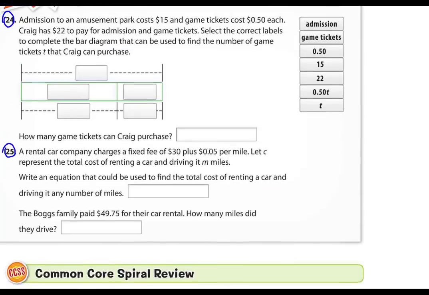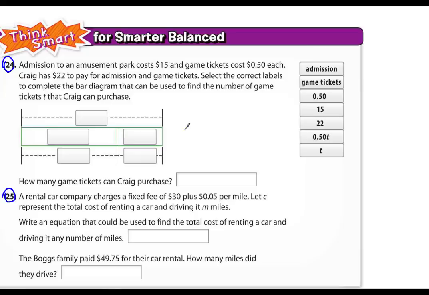Now let's talk about problem number 24. With problem number 24, you're going to use these to fill in these spaces, not this space. This is the answer. This is going to be some number of tickets. But you're going to use these to fill in these. Now you'll notice there are only 5 here, and there are 7 here. So you won't use them all. You'll figure out which ones to fill in across. And then you'll end up with how many tickets Craig can purchase.